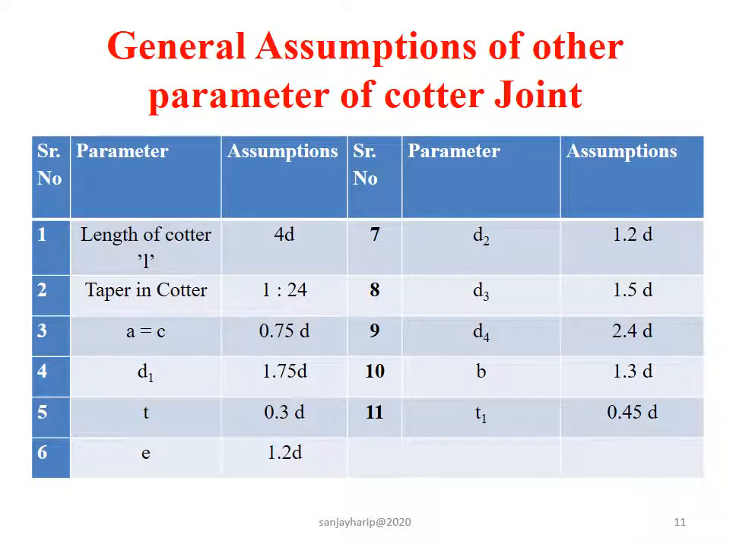For simplicity and uniformity, standardization principle should be adopted in design. So some of the assumptions of different parameters make the design procedure easy and simple. Therefore, there are some tabular parameters shown. These assumptions are to be considered while designing cotter joint.